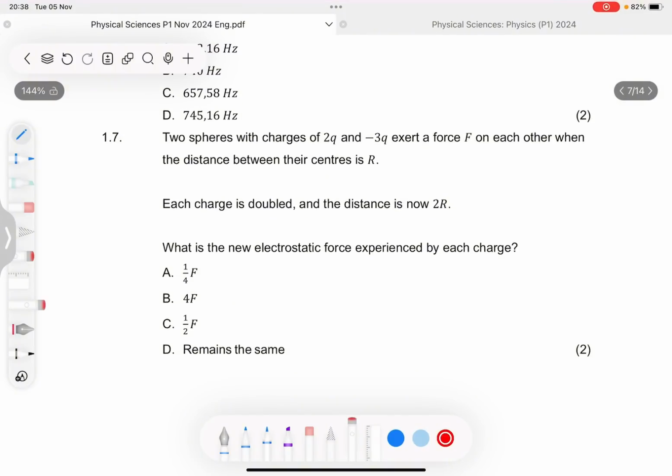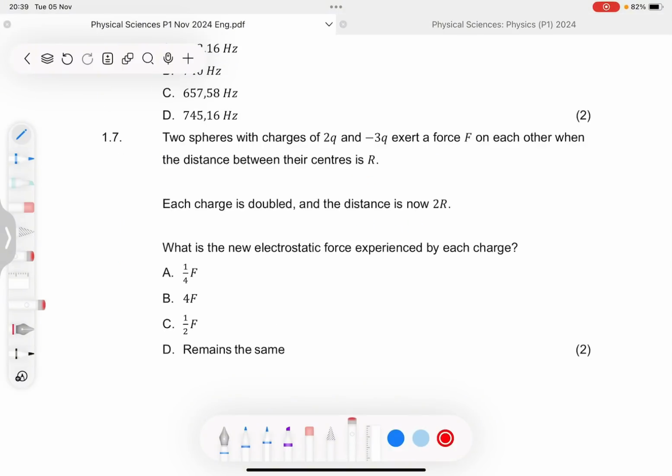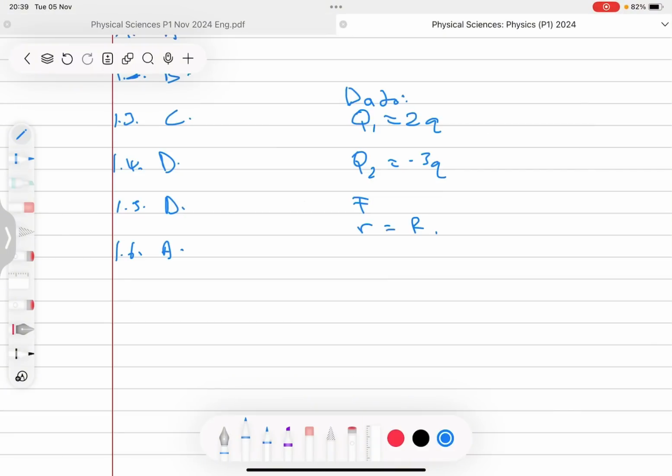We then jump to question 1.7. Question 1.7 says that two spheres with charges 2q and negative 3q exert a force F on each other when the distance between their centers is r. So here we have the information that q1 is equal to 2q and q2 is equal to negative 3q, and we get the force F when this is the case, also with our distance being equal to r.